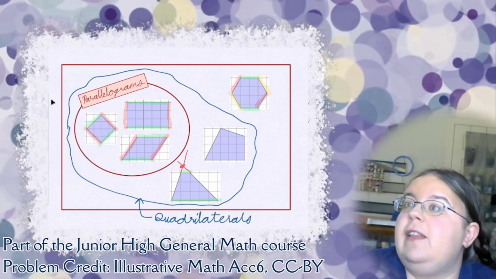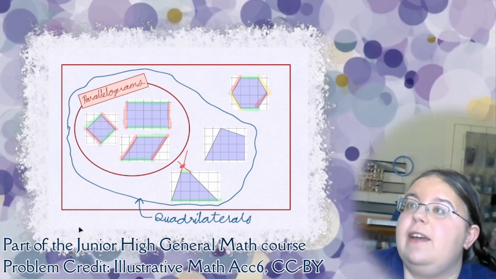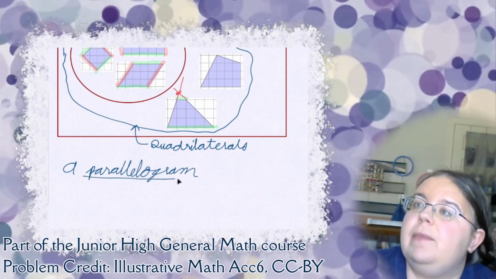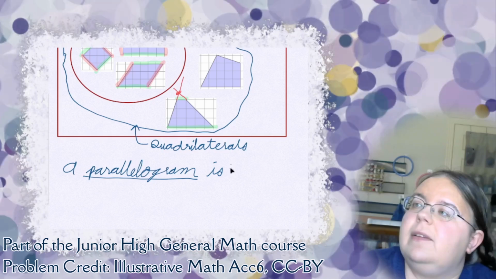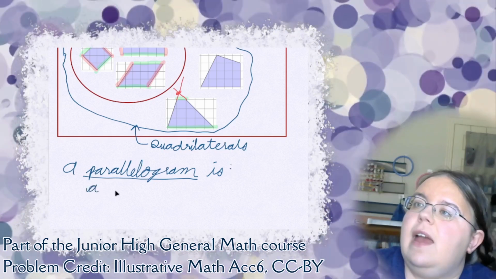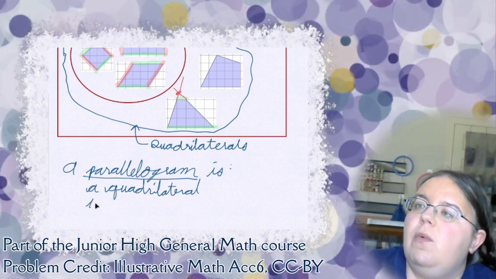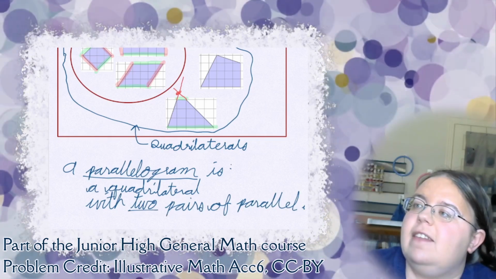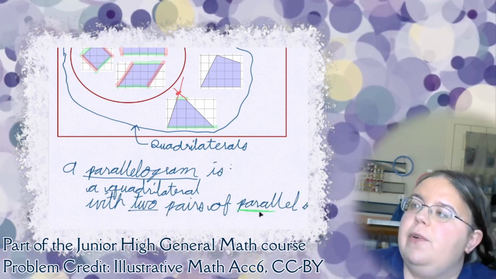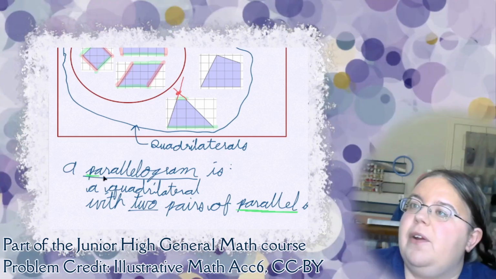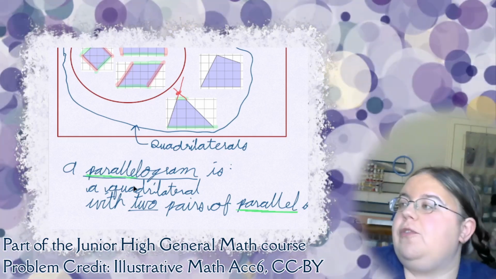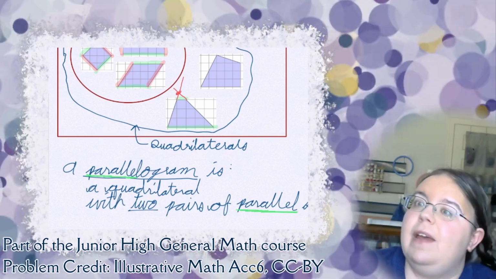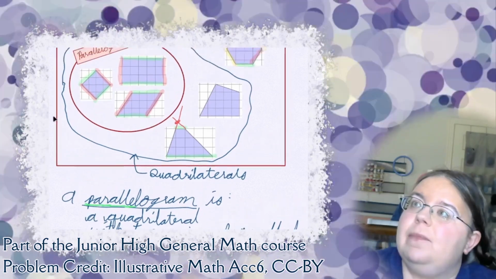So now I feel like I'm ready to write a definition. So I'm going to say a parallelogram is a quadrilateral with 2 pairs of parallel sides. And I think it's very important that we see how parallel shows up in the name as an important feature of the type of shape, and that's why that made it into the name.